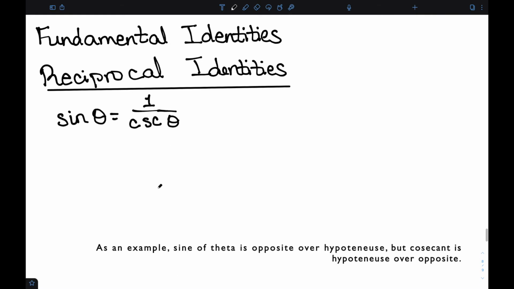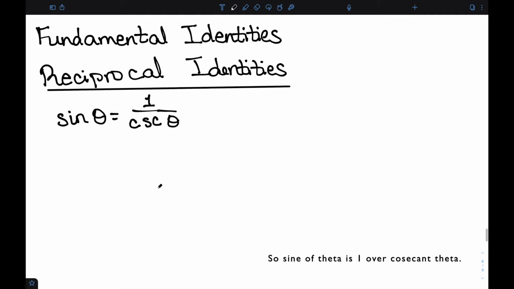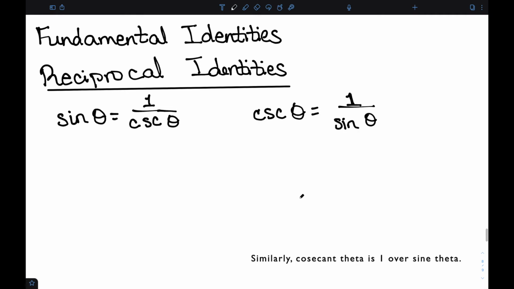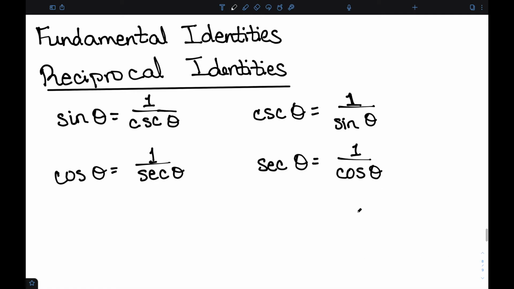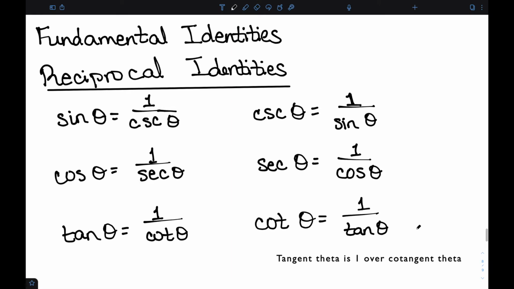As an example, sine of theta is opposite over hypotenuse, but cosecant is hypotenuse over opposite. So sine of theta is 1 over cosecant theta. Similarly, cosecant theta is 1 over sine theta. Cosine is 1 over secant theta, and secant theta is 1 over cosine theta. And tangent theta is 1 over cotangent theta. Similarly, cotangent theta is 1 over tangent theta.